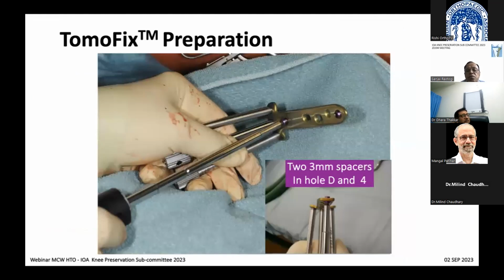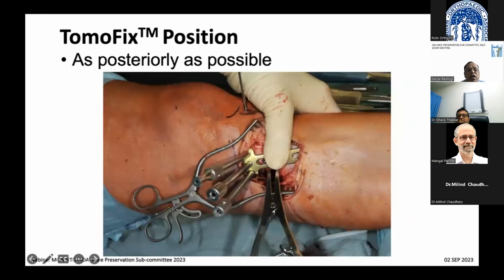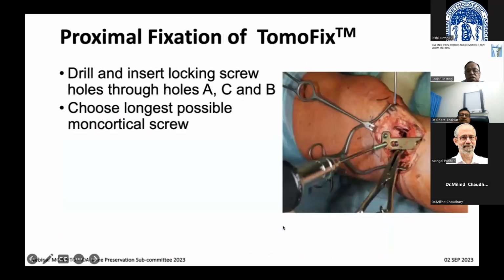The two spacers are put in hole D and hole 1 to keep the plate away from the osteotomy, and the distal part of the plate is put by making a tunnel in the center of the tibia distally. The plate should be put as posterior as possible to have the longest possible screws. Once we are satisfied with the position, and hole D and hole 1 do not overlie the osteotomy gap, the plate is fixed with a 2 mm K wire.